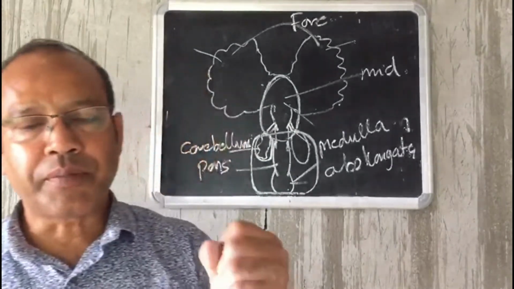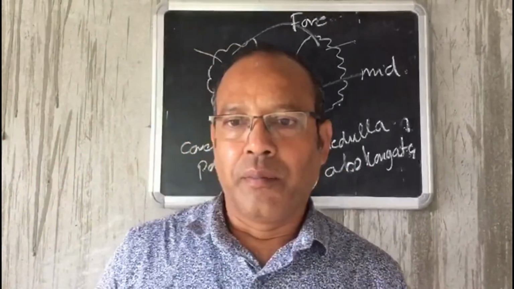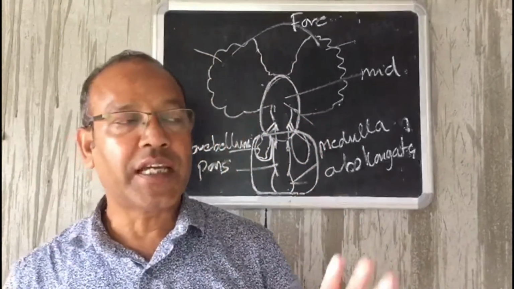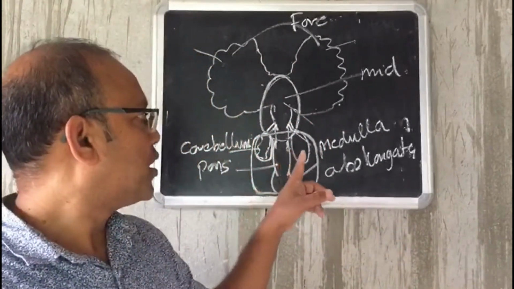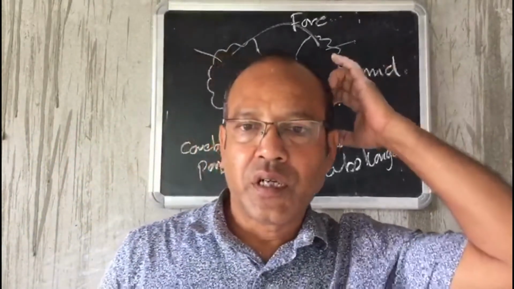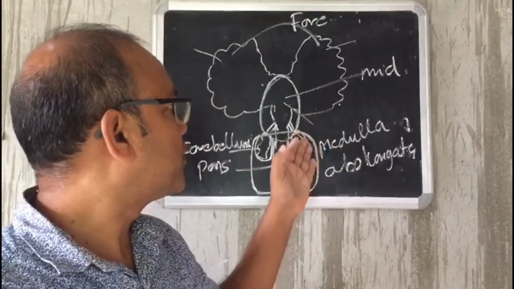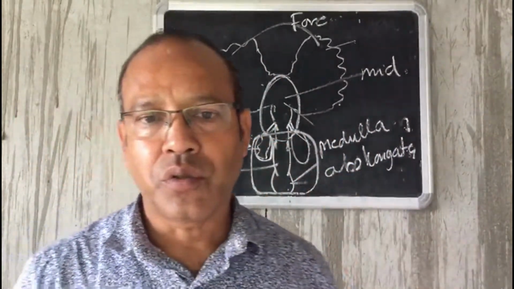So it is joined to the brain stem by the peduncle. As we know, cerebellum is also made up of two hemispheres, and it lies below the occipital lobe.